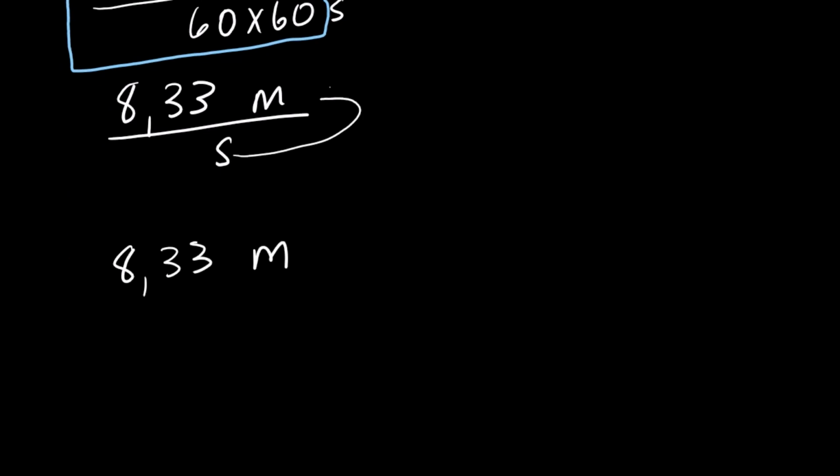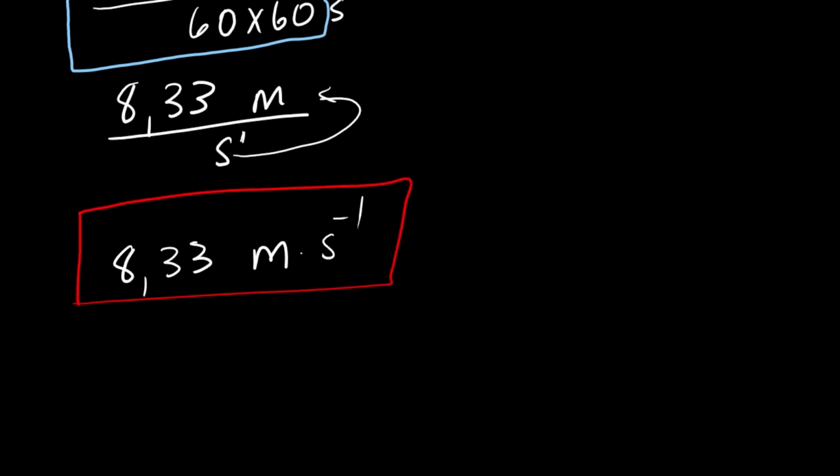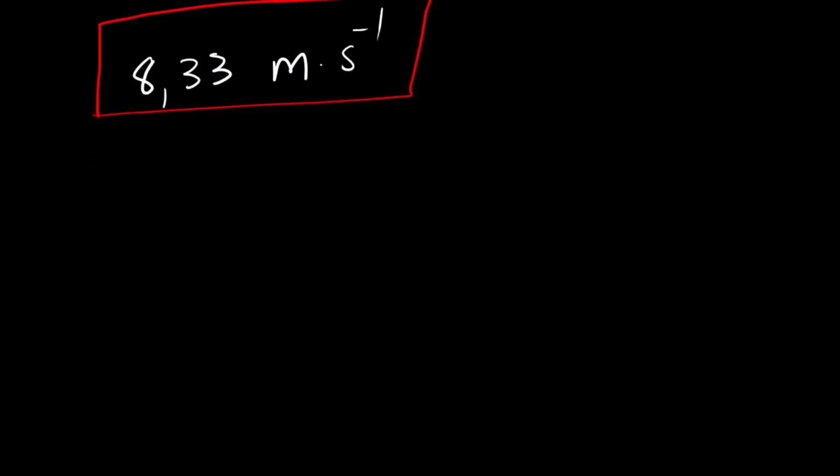When you take this second s to the numerator level, according to the laws of exponents in mathematics, this power 1 will change to negative power 1. So this is 30 kilometers per hour in meters per second. Let us look at another one.